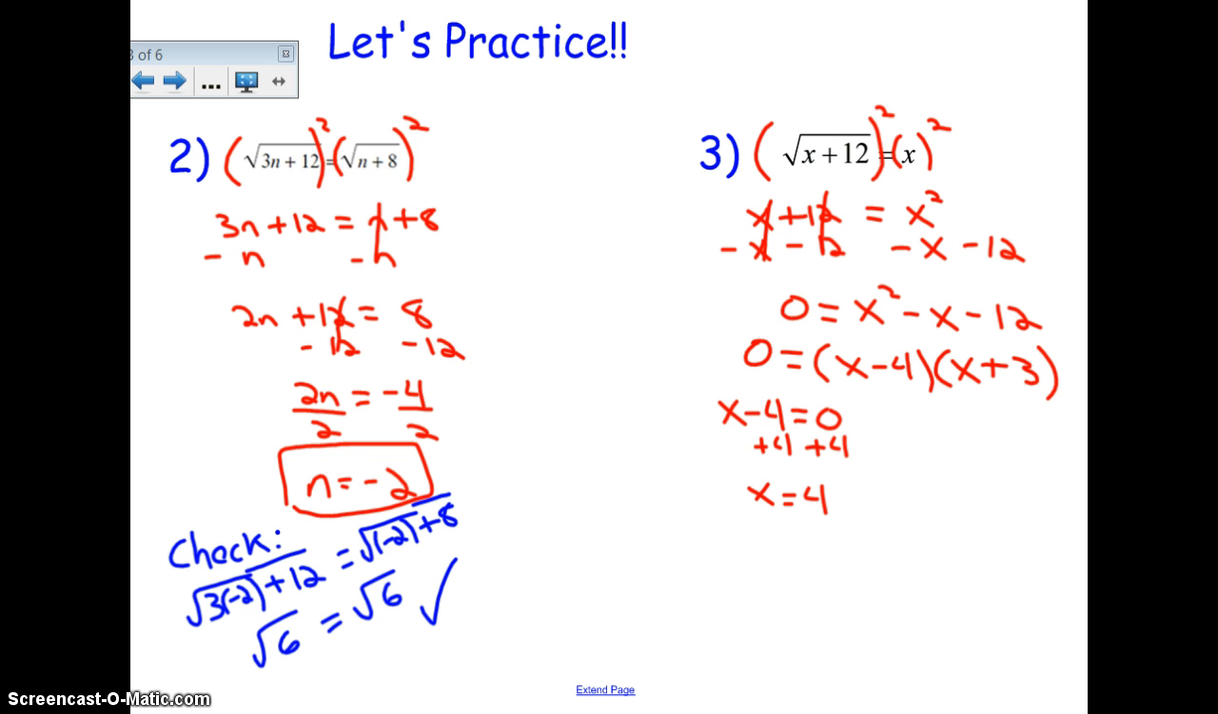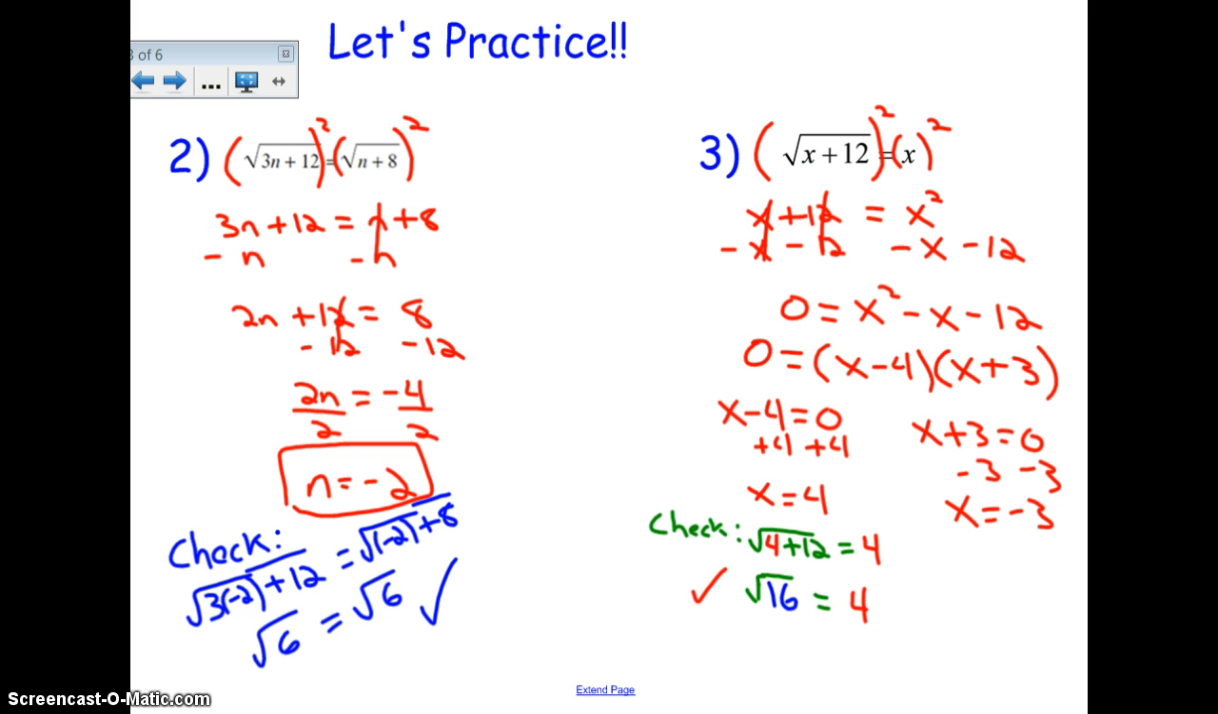And then we're going to set our other factor, x plus 3 equals 0. Solve that. Subtract 3, and you get x equals negative 3. All right, so remember we're going to check in the original problem. Okay, so let's try 4 first. I'm going to put the 4 in there and let's see what we get.